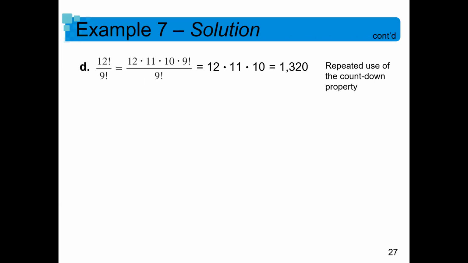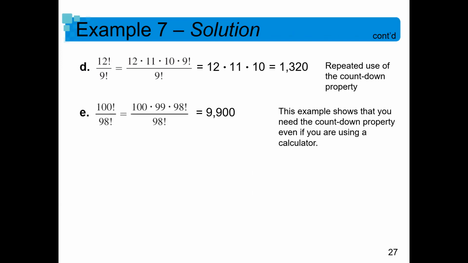12 factorial over 9 factorial. Again, we can use the countdown principle: 12 times 11 times 10 times 9 factorial. So then you can cancel that out. You are left with 12 times 11 times 10, equal to 1,320. Here, similarly, for 100 factorial, we count it down until we reach 98 factorial. And so you cancel that out because in the denominator, there is also 98 factorial. So you are left with 100 times 99, or 9,900.